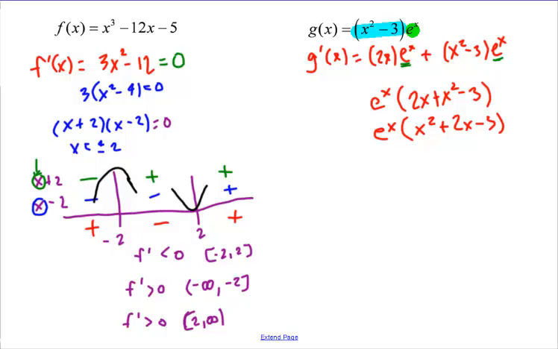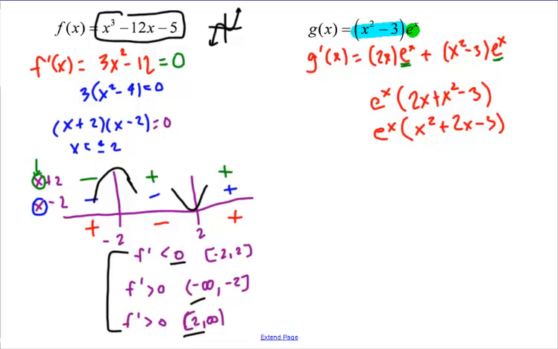And if you were to graph x cubed minus 12x minus 5, you would see that from negative infinity to negative 2, the graph is increasing. And then from negative 2 to 2, the graph is decreasing. And then from 2 to infinity, the graph is increasing again. So our graph for this guy is going to look something like this. And when you put it on your calculator, you can see that. Well, we can determine a lot of that information from our first derivatives.